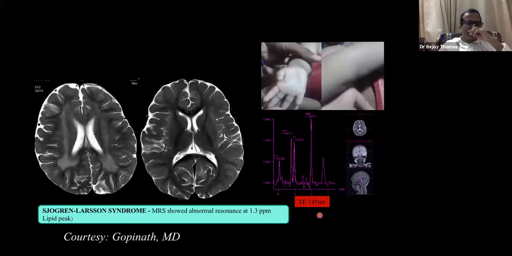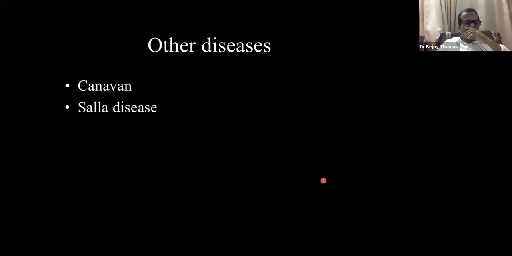So this may be useful because you see the peritoneal white matter, the classical presentation, you see the ichthyosis and the skin changes, and where you see in 135 or an intermediate TE, a large peak up at 1.3. This is not lactate, this is lipid, and this is a case of Sjogren-Larsen syndrome where you can see a lipid resonance. So there are specific conditions where it will be useful, like for example, Canavan and Salla disease.